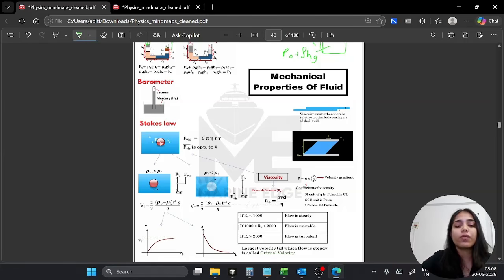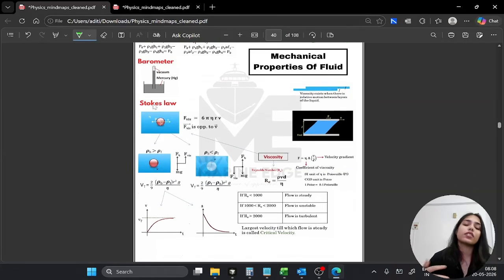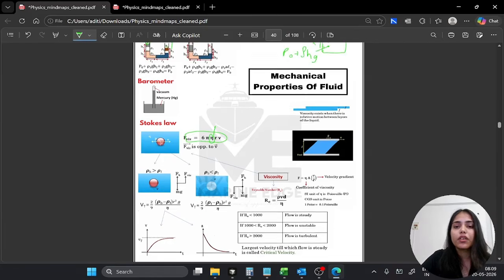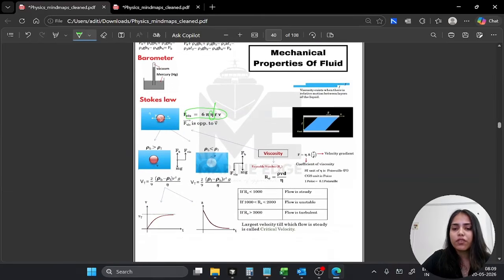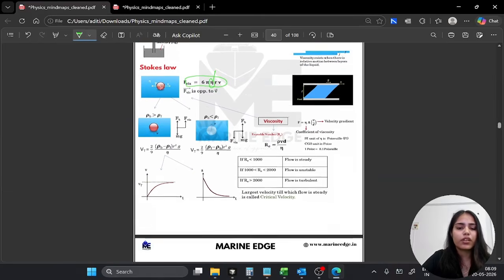Next, we have Stokes' law. Now, Stokes' law is about the drag force, or the force that is experienced by, let's say, a spherical object that is put inside a fluid. So it will be moving with some velocity v. The force being experienced by it will be equal to 6 pi nu r v, where v is the velocity of the object and nu is the viscosity of this liquid. Now, moving forward, there are more mechanical properties of fluids, but that's about it.